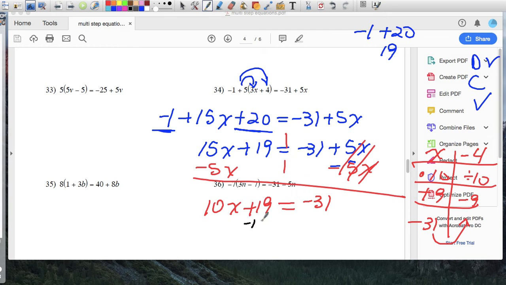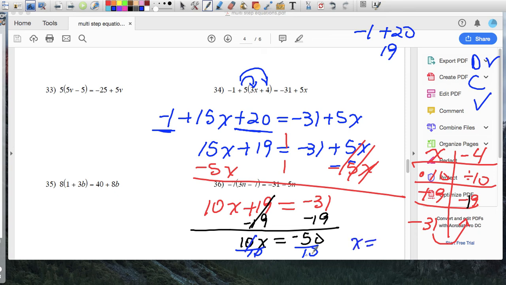So first thing I do is minus 19. Sorry, minus 19. Oh, that should have been 19. There's going to be a few changes over here. So minus 19, minus 19. Right? So there should have been 19 over there. These two are out. 10x left over. Negative 31 minus 19, they're both negative, so it's going to be negative 50. Divide by 10. Divide by 10. And x is going to be negative divided by positive, negative, negative 5.